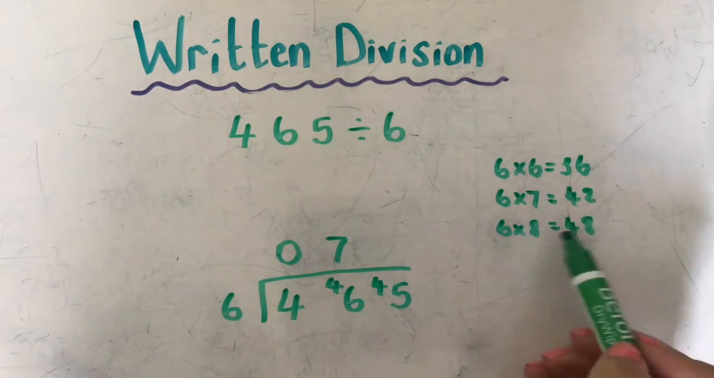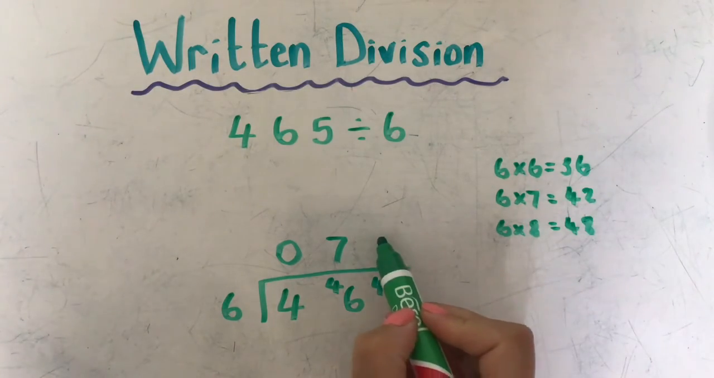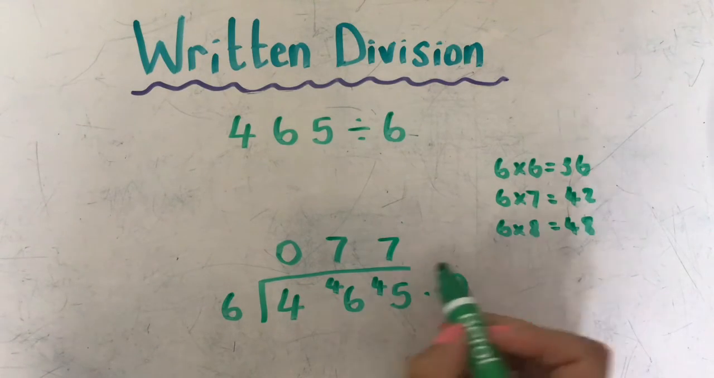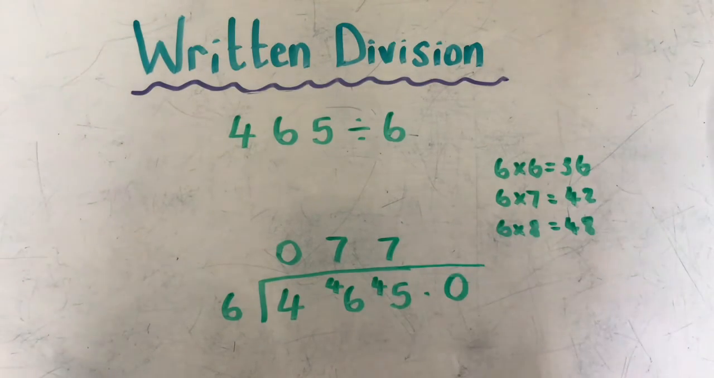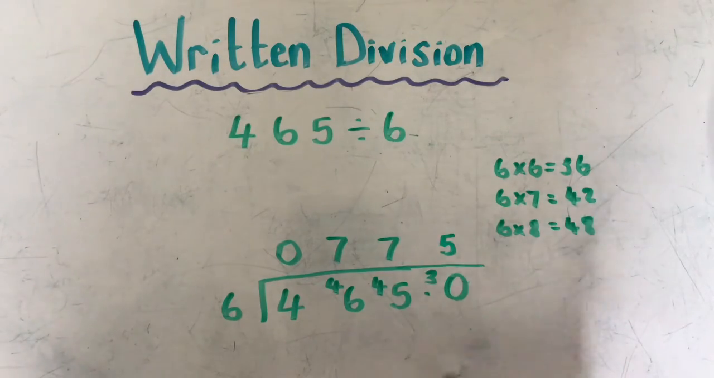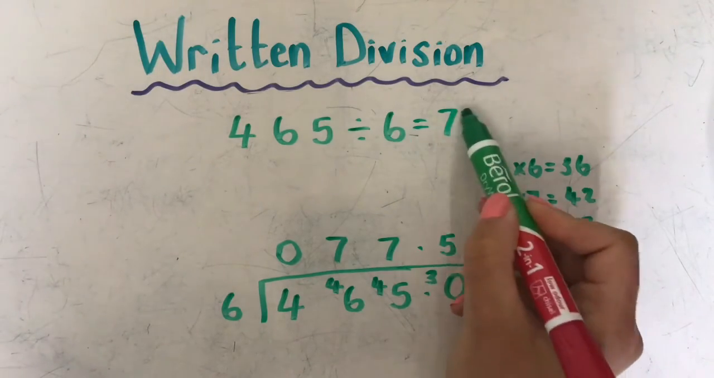Well, we go back to the work that we've done for our tables, thinking of 6 times 7. So it fits in 7 times, and we need to put in our decimal point and the 0 to extend it out further. And now we're carrying over the difference between 42 and 45, which is 3. And 6 goes into 30 5 times. So we need to put in our decimal point, and our answer becomes 77.5.